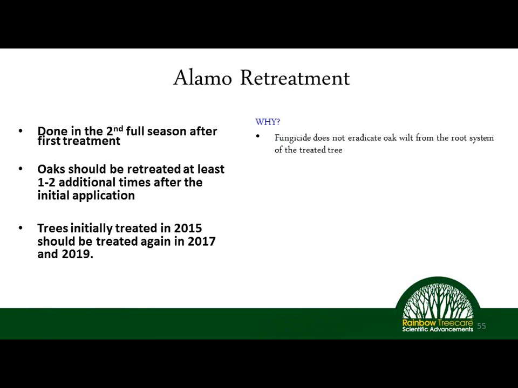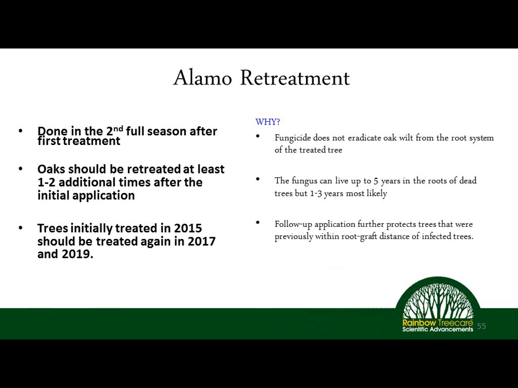Why do we do this? Well, the fungicide does not eradicate oak wilt from the root system of the treated tree, and that's a very important distinction. Furthermore, the fungus can live up to 5 years in roots of dead trees, and very commonly 1 to 3 years. Even when you remove a tree, that fungus can remain viable in the root system of that dead tree for a period of time. And so that's why we have to retreat those trees for at least 1 to 2 additional times after that initial fungicide application.